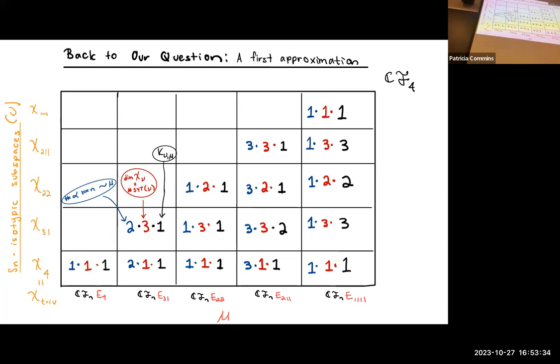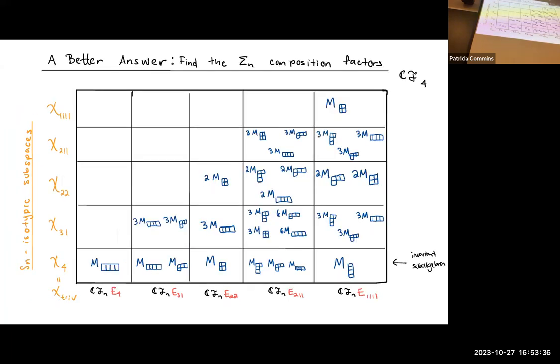So a better answer would be to understand what the composition factors are in each box. Like this box would be saying that the simple M22 appears with composition multiplicity 3, M31 with composition multiplicity 3, and so on. So it would be nice if we could figure out how to fill in these boxes.